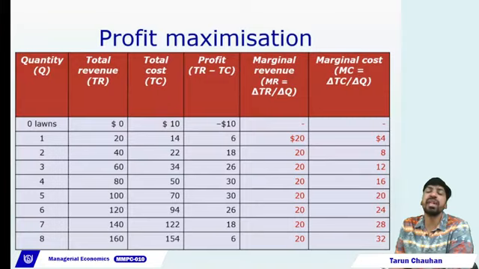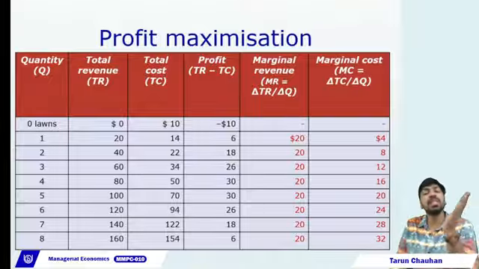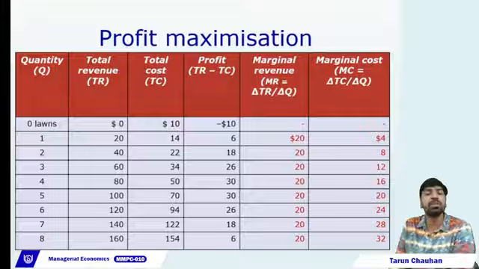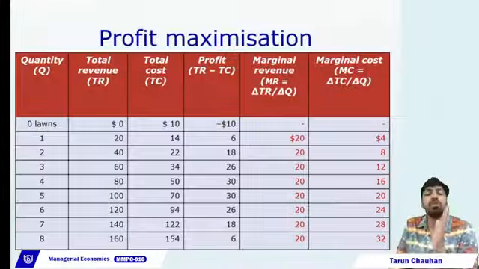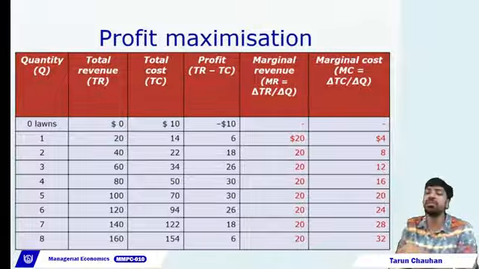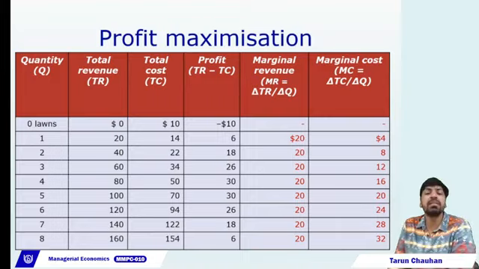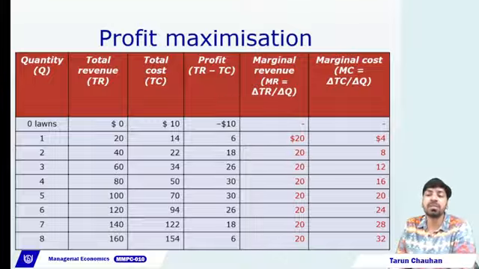Now the marginal cost is related to the total cost, and the same conceptual framework is used: marginal cost is equal to delta TC divided by delta Q. The delta TC is a difference you need to find out. For the first row, zero quantity, it is blank and not applicable. For quantity one, total cost is 14 minus 10, which becomes 4, and the difference in quantity is 2 minus 1, that is 1. So 4 by 1, the marginal cost is 4.